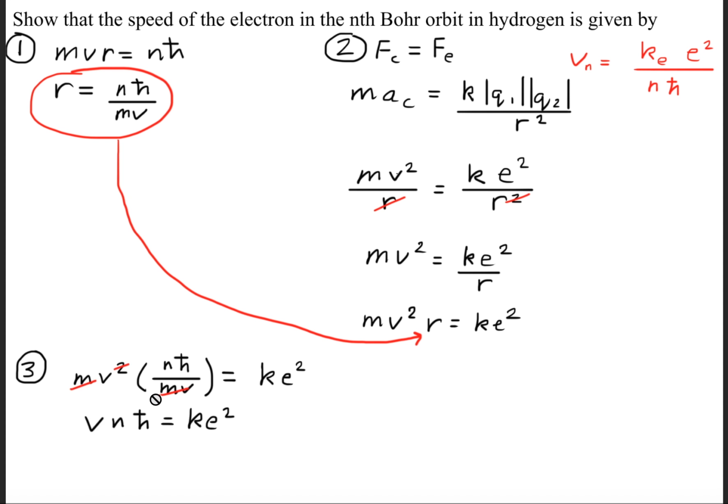Afterwards, we're going to cancel the m and one of the v's here so that we're left with v times n times h bar is equal to k times e squared. Next, we'll isolate the velocity so that we get v is equal to k times e squared over n times h bar. So now we have successfully proven what the question was asking us to prove.